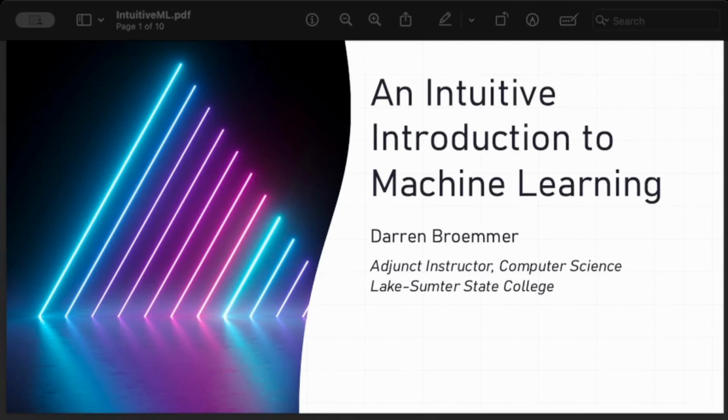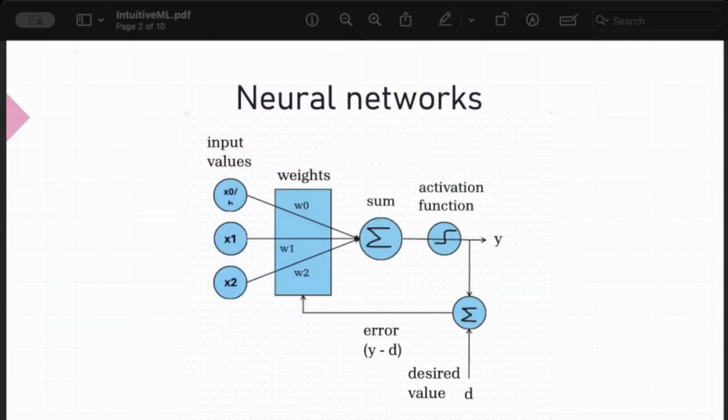Machine learning is fundamental to artificial intelligence, so we're going to take an intuitive look at it with as little math as possible. Neural networks are fundamental components of many AI systems, including large language models like ChatGPT. This diagram here looks at a single neuron.